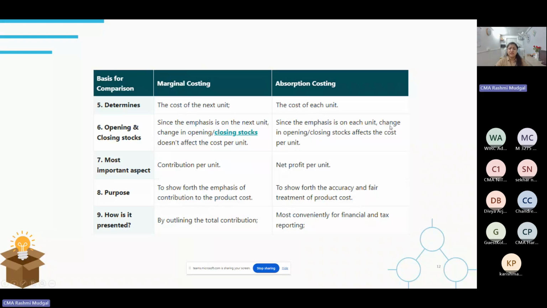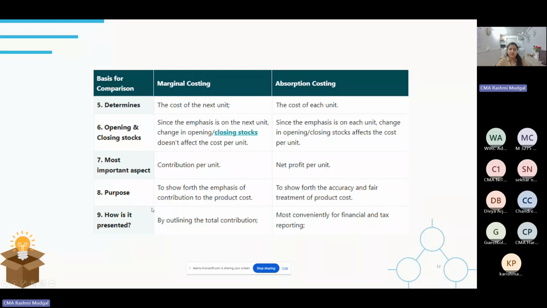Since the emphasis is on each unit, change in opening and closing stock affects the cost per unit in absorption costing. The most important aspect is contribution per unit, where contribution equals sales minus variable cost. But in absorption costing, we go from contribution minus fixed cost to net profit per unit. So what is the purpose of marginal costing? It puts the emphasis on the contribution of the product cost.